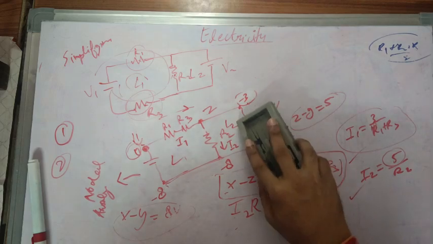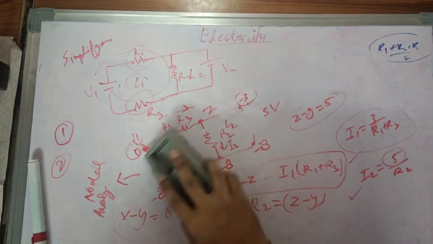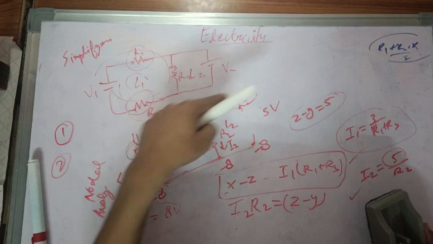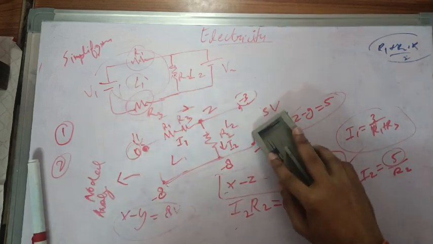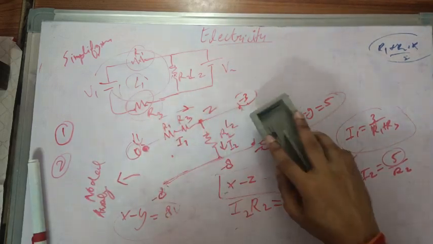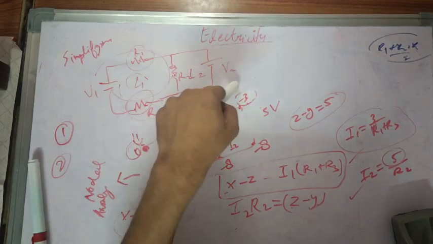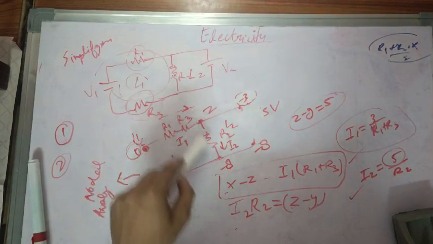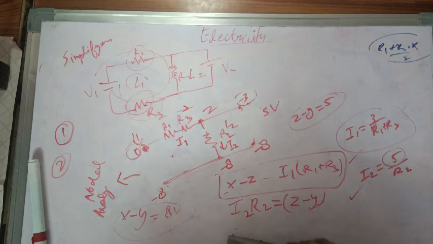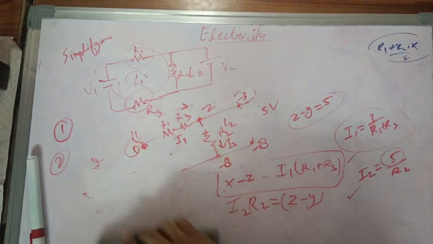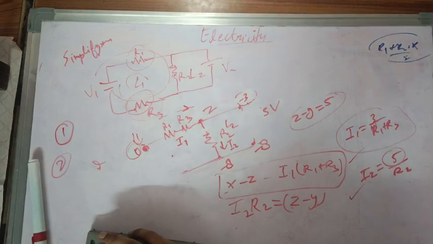And I can now remove this cell, and the system will look simply like this if I remove it. Now it is easy to calculate from this potential difference. I can calculate this current. From this potential difference, I can calculate this current. Okay, this was nodal analysis.